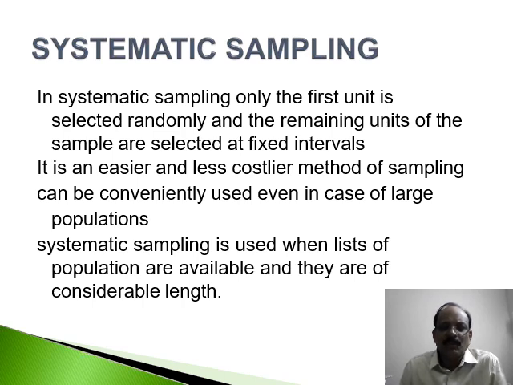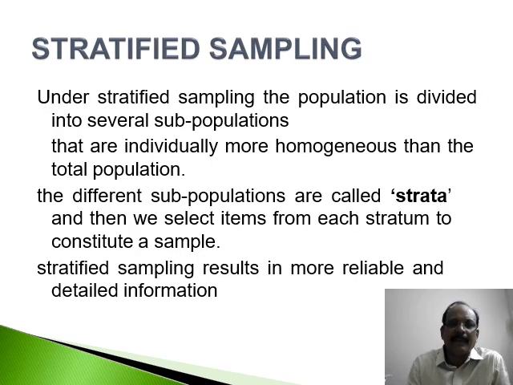Systematic sampling is used when a list of the population is available and is of considerable length. If you prefix the interval, then you can draw, and that is systematic sampling.